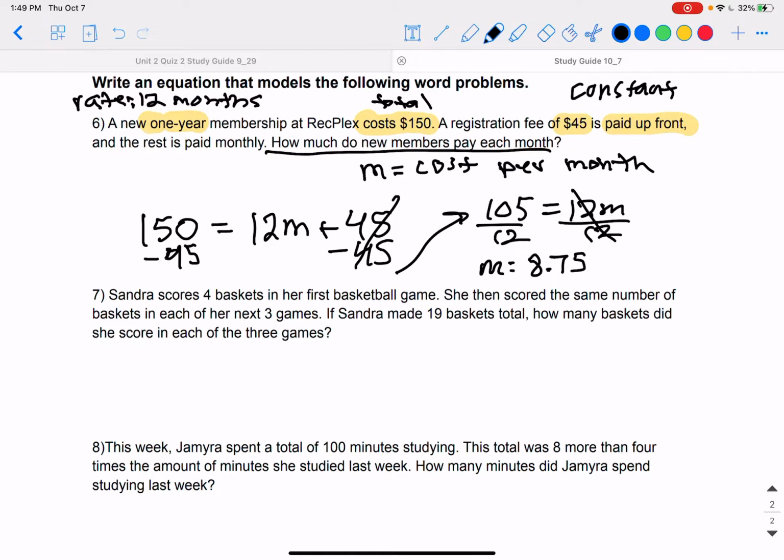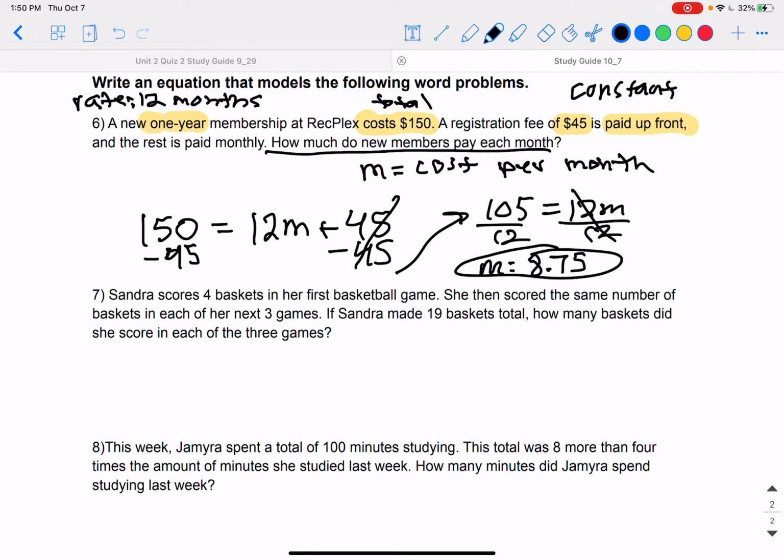So don't just write this on your paper like I'm leaving it as, but listen to what I'm saying and write it out as a sentence. In this case, the sentence would be, new members pay $8.75 per month. Okay, that's the complete answer because you're putting it back into the context of the problem.